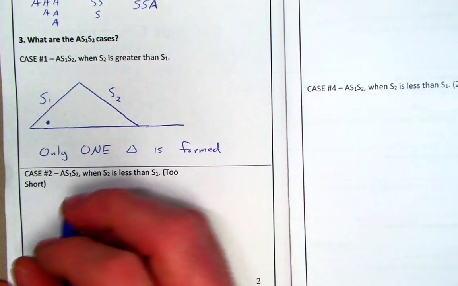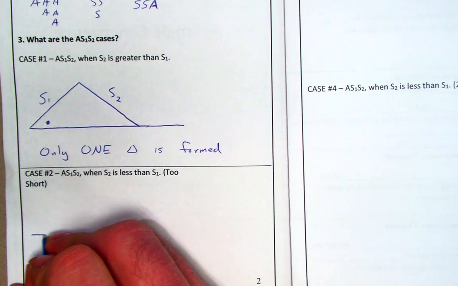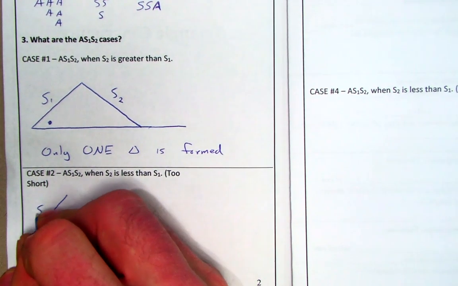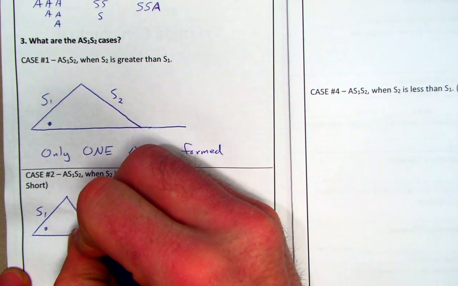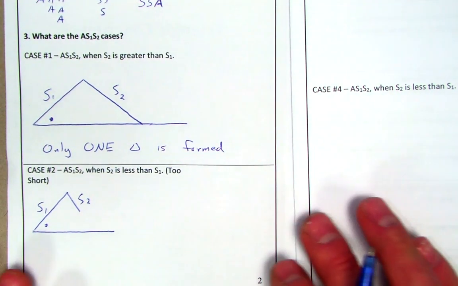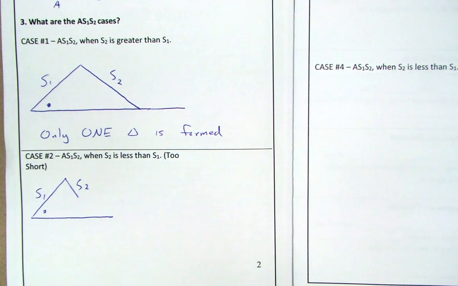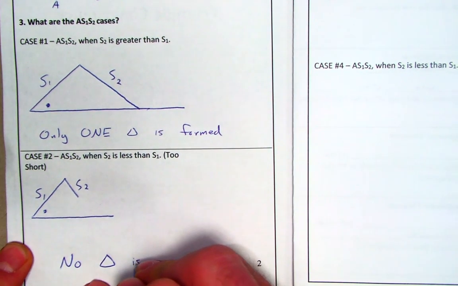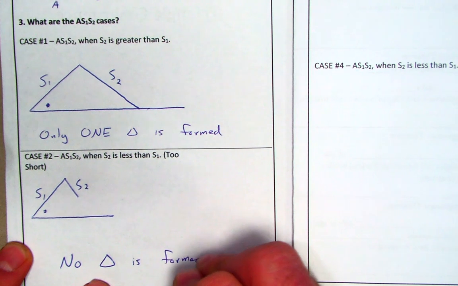Okay, case 2. This is the case where we have an angle, a side, and a side 2 that just happens to be too short. In this case, it doesn't even form a triangle, so no triangle is formed in the case where the second side is too short.